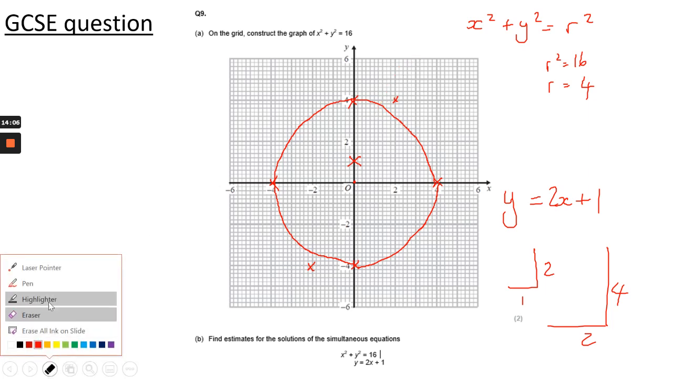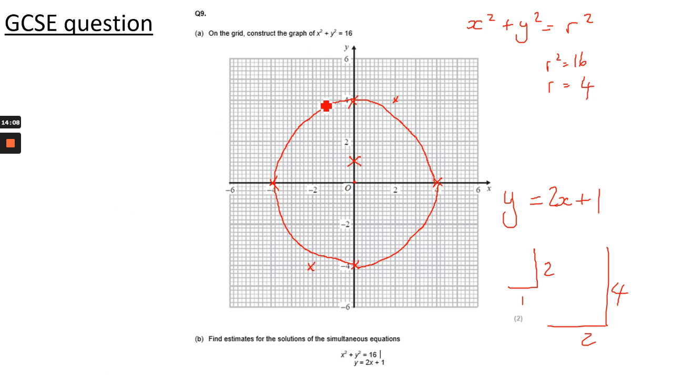What you end up doing is your line 2x plus 1 will go through these points like so. Okay, something like that. And then you have got your 2 points, and you can estimate, so you can write that as a coordinate and write that as a coordinate. The reason why I think that these crosses and the circle are looking a bit odd is because my circle is not drawn very well.